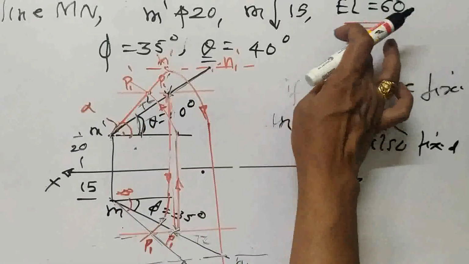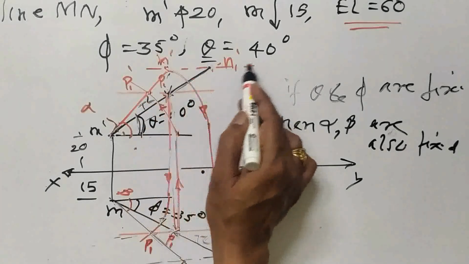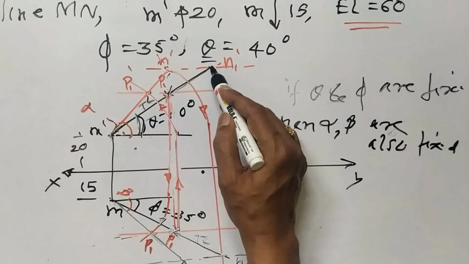So this elevation length I have taken, marked it, and then I have drawn the final locus, and up to that final locus I have extended this true length.